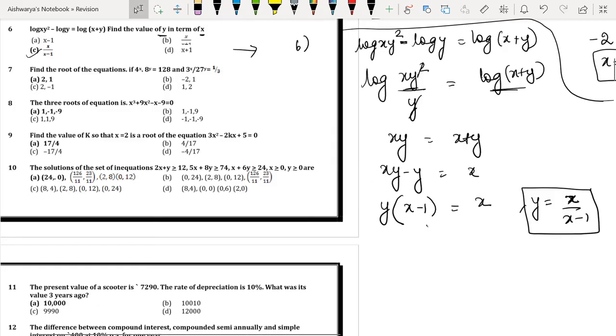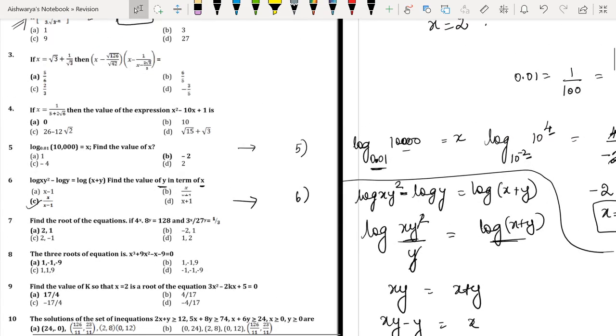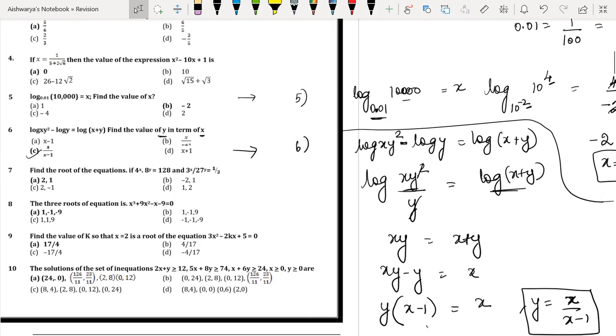Okay, so let's start with the 7th question. Do we have anything else before that? So see, equations also: third, fourth, 7th, 8th, 9th and 10th, totally 6 questions have come from this particular topic. Out of these 6 questions, 5 are pure equations and 1 question is from linear inequalities. Okay, so let us solve this.